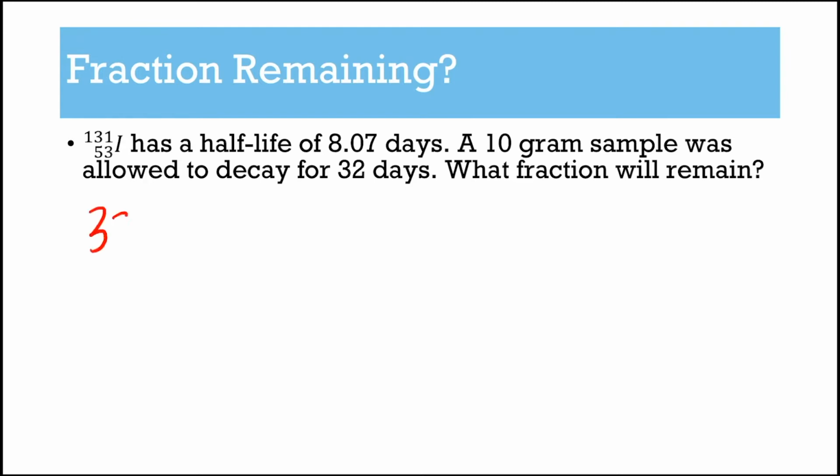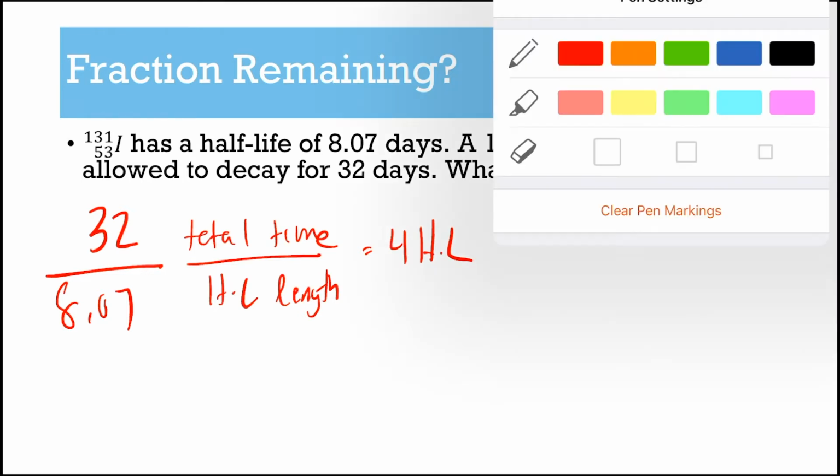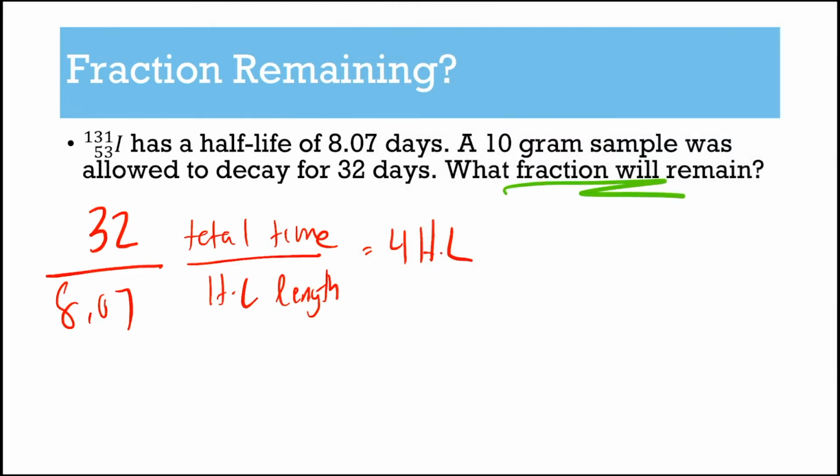So 32 days went by, and we can divide that, this is total time, divided by the half-life length, so how long the half-life is. And that is 8.07 days. You can round to the nearest whole number here. So we know 4 half-lives have gone by. Okay? So that is not your answer yet. We have to figure out what fraction remains.